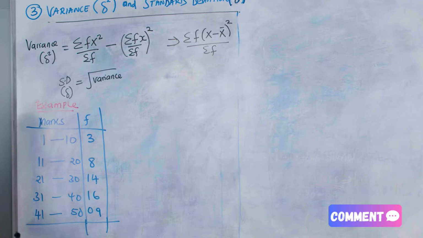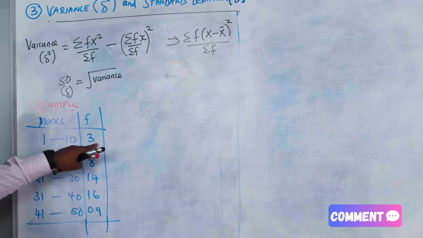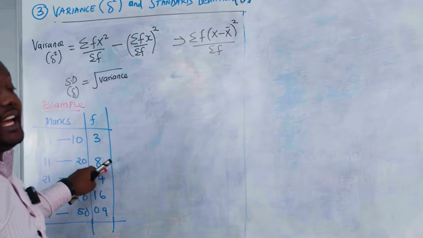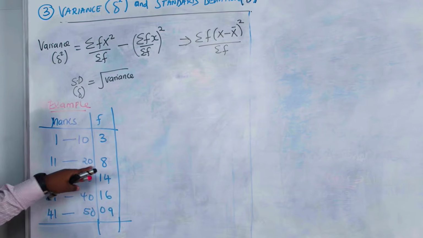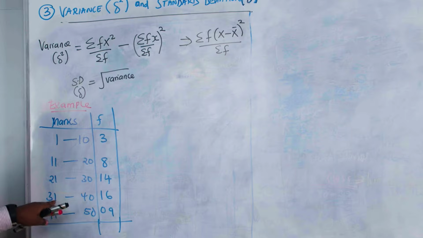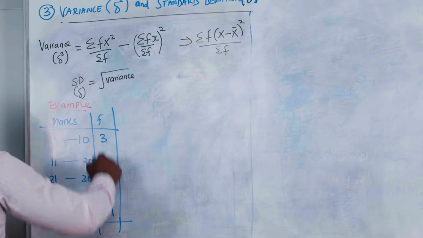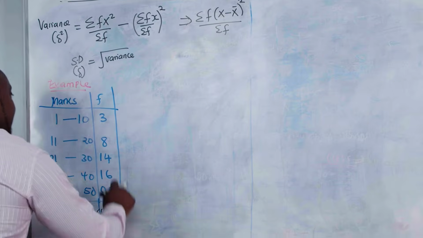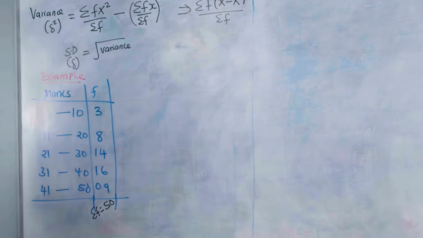So you gave an exam out of 50. 3 students scored between 1 and 10. 8 students scored between 11 and 20. 14 students scored between 21 and 30. 31 to 40, 16 students. And 41 to 50, you had 9 students. So how many students did you have? The total frequency, the total of f, is 50. You had a class of 50 students.